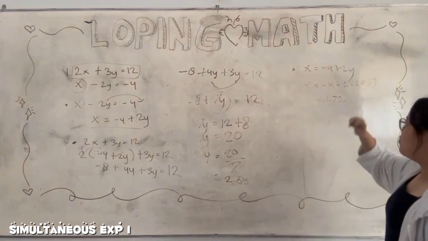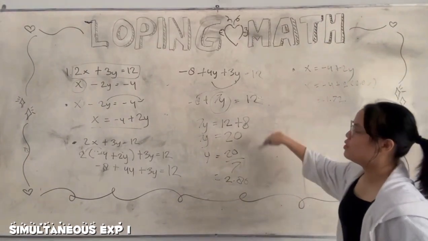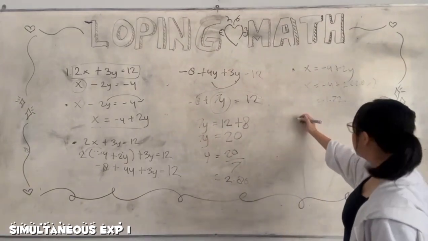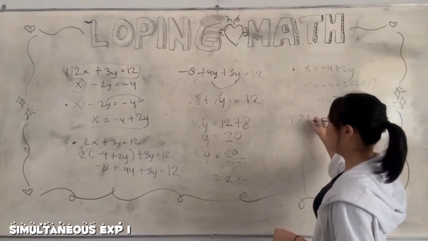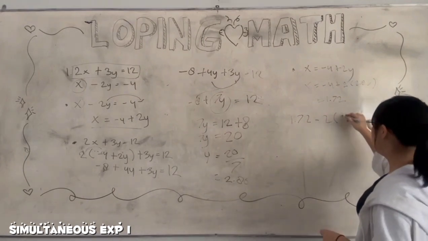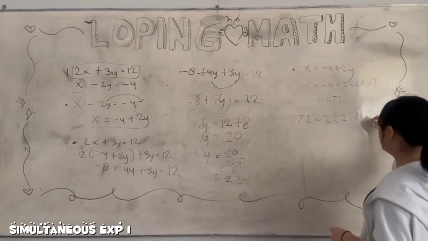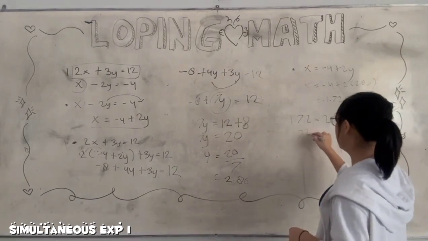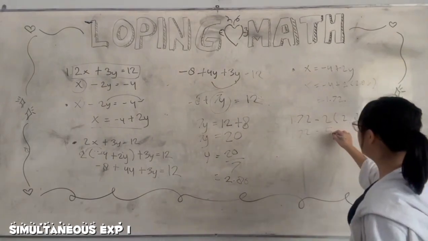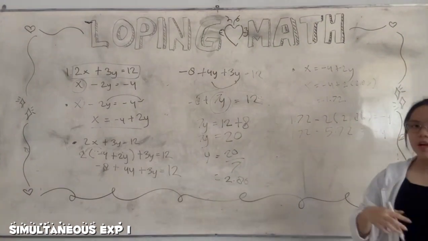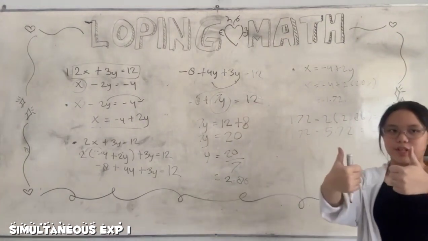So we can prove this answer is correct. We can substitute this x and this y into this equation. So the x is 1.72 minus 2 multiplied by 2.86 equals minus 4. Minus 4 equals minus 4. So the answer is correct.